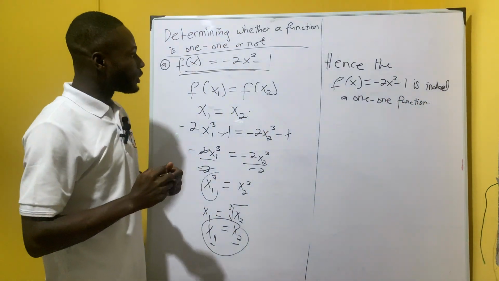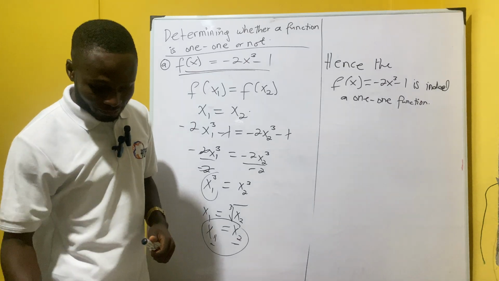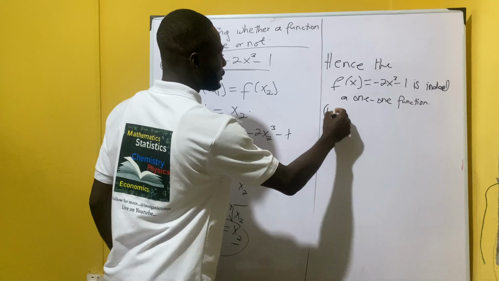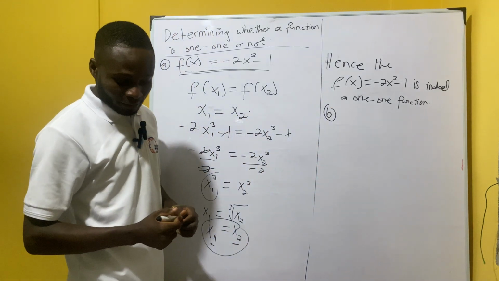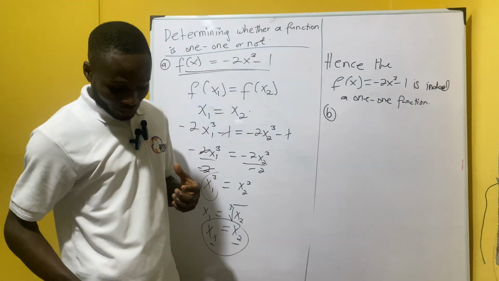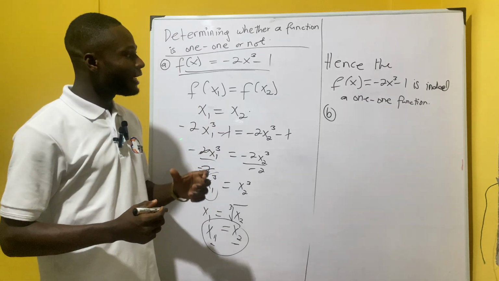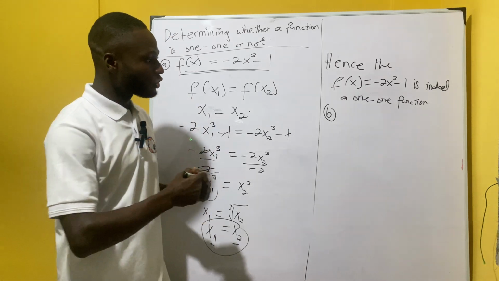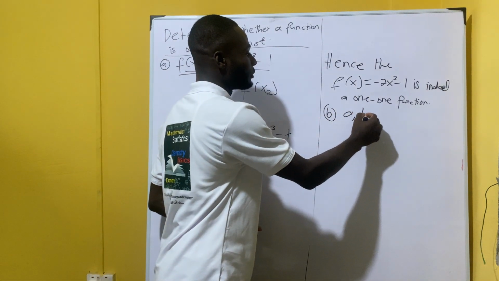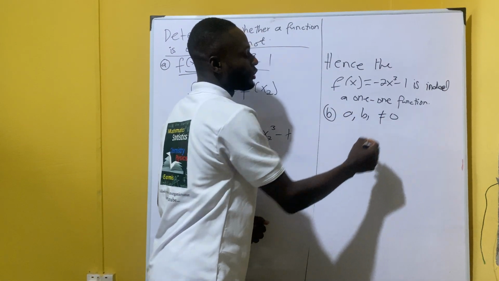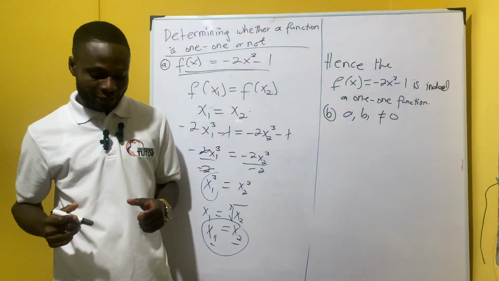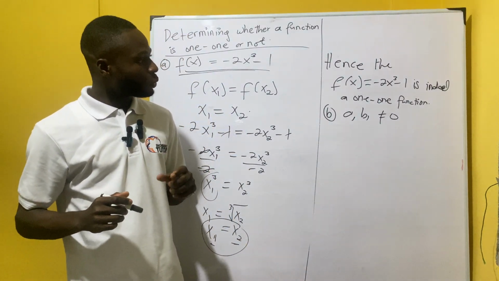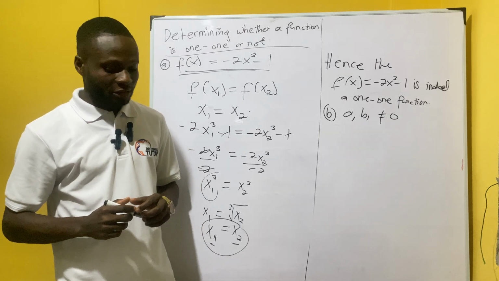All right, so let's tackle another problem and see how we can deal with that one too. So B, the next problem: we are given that a and b are variables and a is not equal to 0, and we have to show that all linear functions are one-to-one. All linear functions are one-to-one.